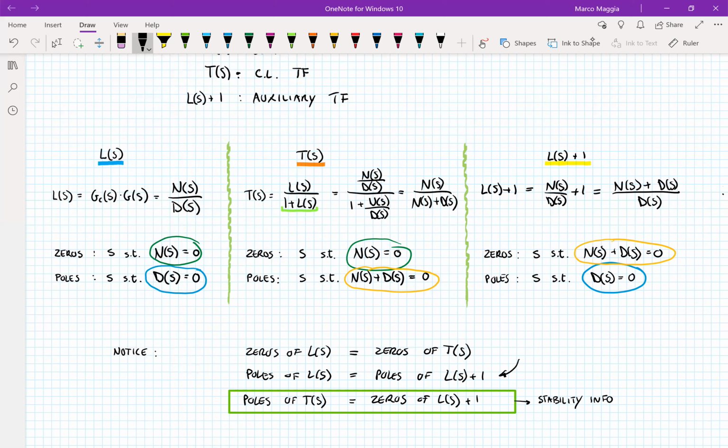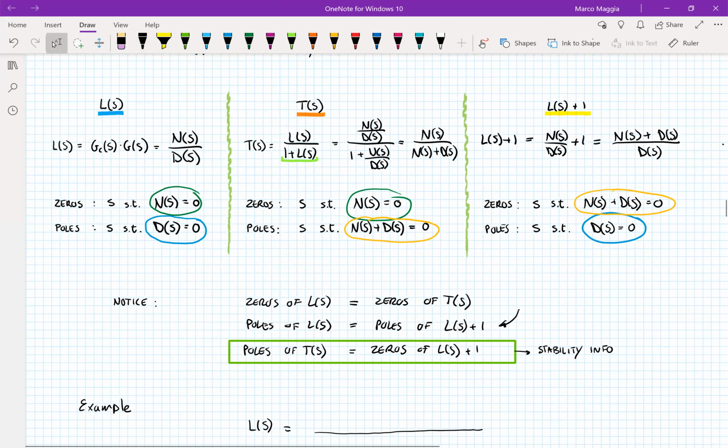So now we've already seen that, okay, if we just add 1 to our loop transfer function, that is if we have L of s plus 1, its zeros are equal to the poles of the closed loop transfer function. So the stability information that you get from the zeros of L of s plus 1 is the same information in terms of the stability of the closed loop transfer function, that is the poles of T of s.